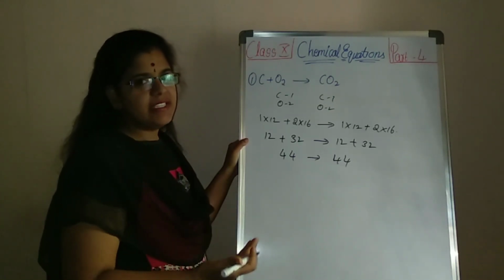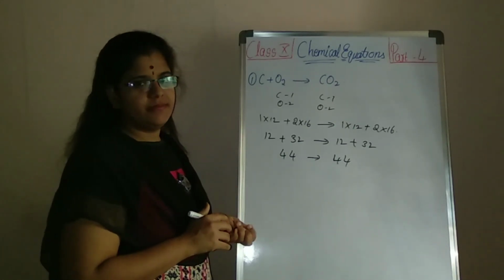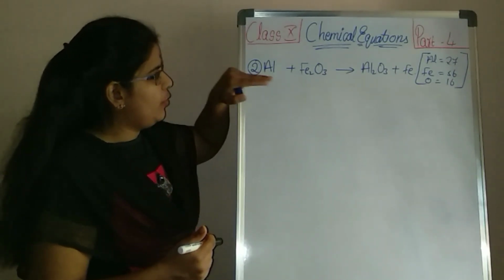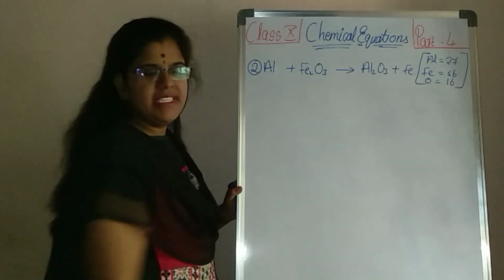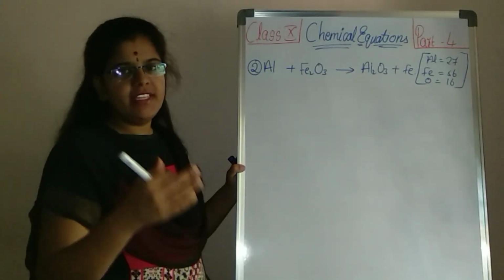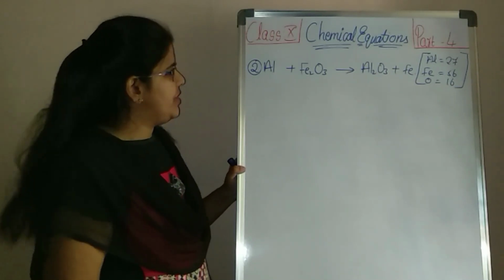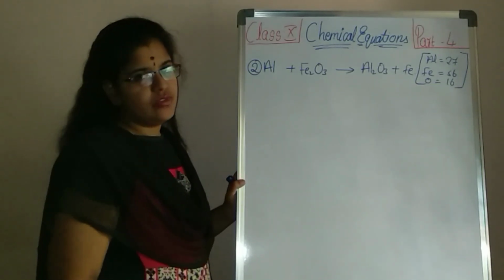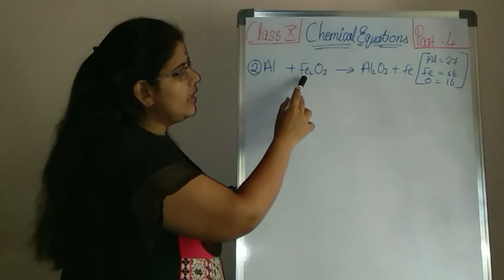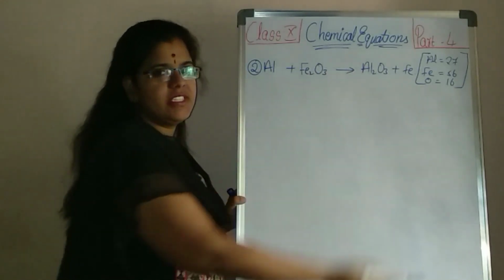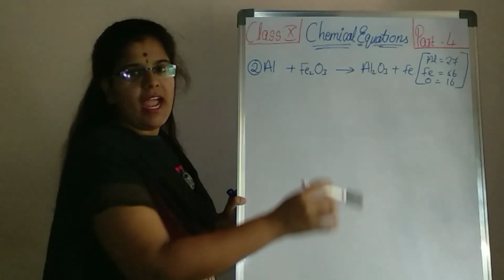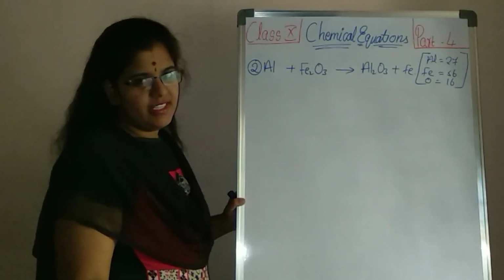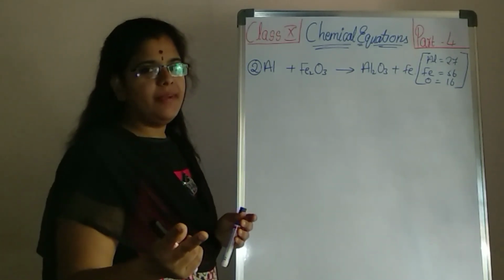Let us take another example and see it. Here we have taken another example: Al plus Fe2O3 gives rise to Al2O3 plus Fe. First let us check whether it is a balanced or an unbalanced equation. Al on the reactant side is 1 and on the product side it is 2, so it is unbalanced. Fe on the reactant side is 2 and on the product side it is 1, so that is also unbalanced. Oxygen on the reactant side is 3 and on the product side it is 3, so it is balanced.